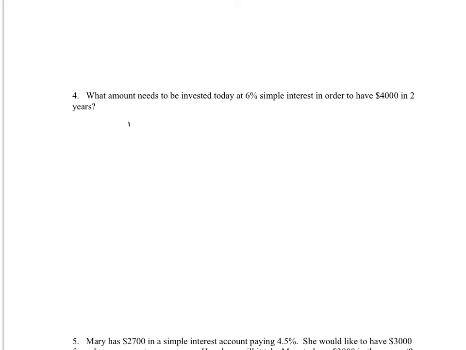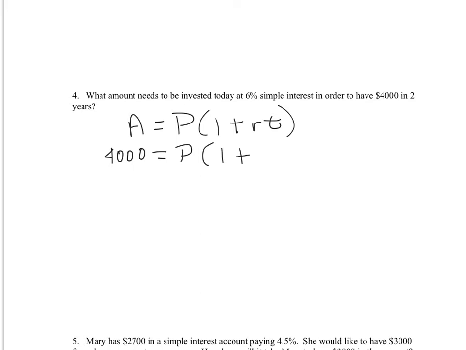So we still use the same formula, but this time we're not going to be solving for A. We already know how much we want to have as our final amount. That's going to be $4,000. What we don't know is the P. How much money do I need to have now to invest for it to turn into $4,000? So P stays as my variable. My interest rate in decimal form is 0.06, and my time in years is 2. So this is what it looks like when I get it plugged in.